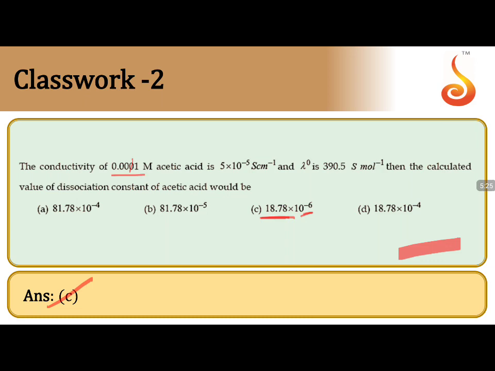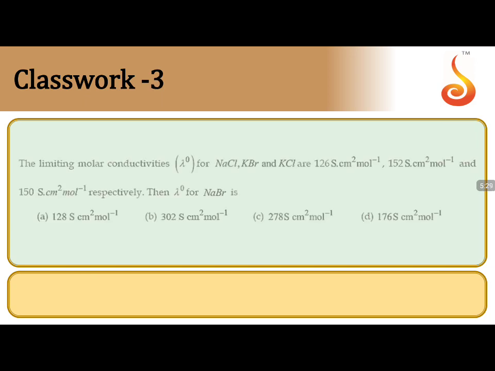That cannot be possible. That's why we corrected this particular one. So coming to the next question, question number 3. The limiting molar conductances of NaCl, KBr and KCl are given, and they are asking you the lambda naught value for NaBr. NaBr is how much? I think this concept comes from Kohlrausch law, the application of Kohlrausch law.